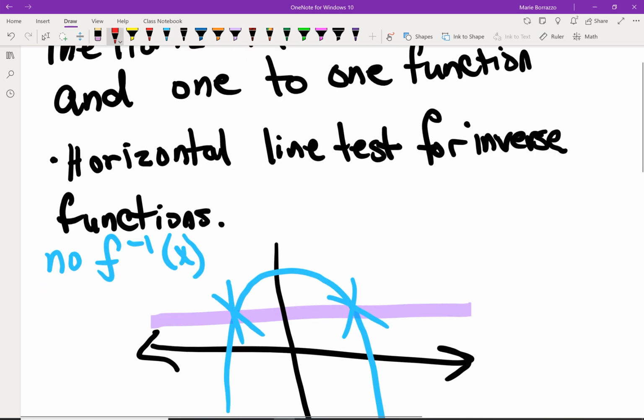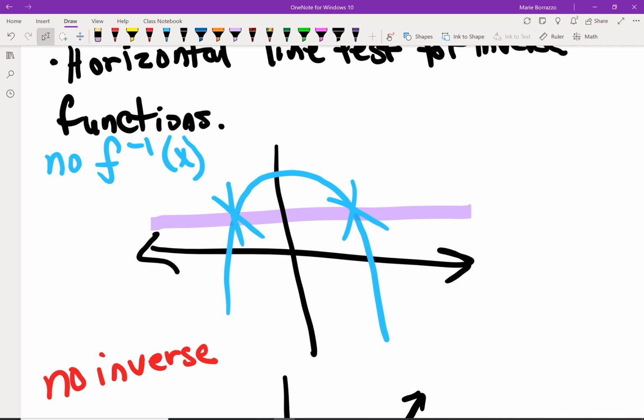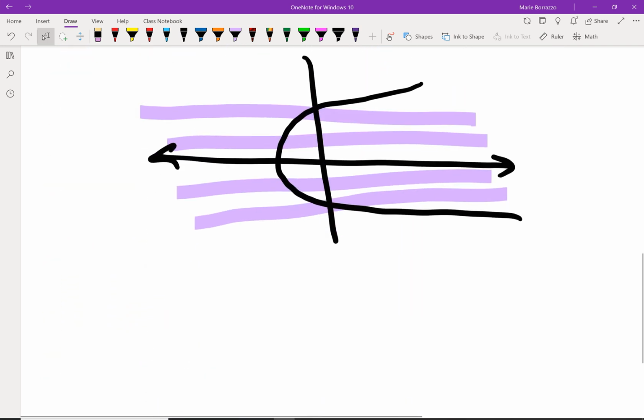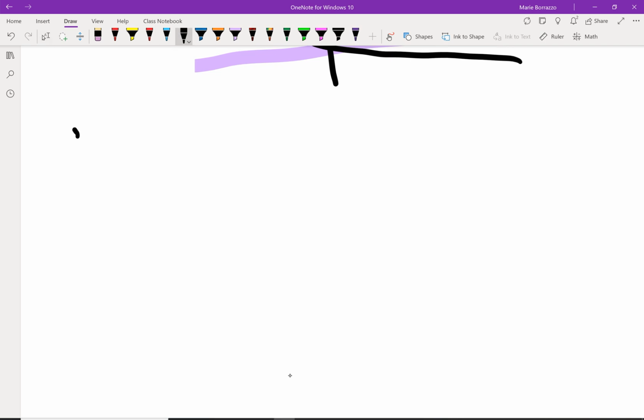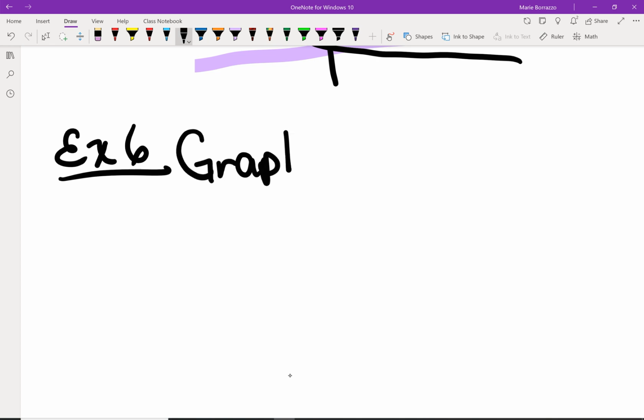Okay, let's look at example 6, where we're graphing. I've already given you a little preview as to what to expect for the graphs. The first thing we want to take a peek at here is graphing the inverse of a function. So this is example 6, and we are graphing an inverse function.